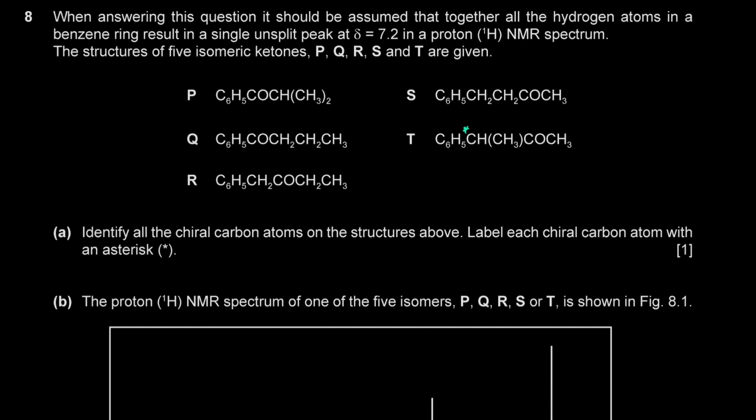Okay, we do have a chiral carbon over here in compound T, right? This carbon over here is bonded to a hydrogen, a C6H5, a CH3, and a COCH3. So this is a chiral carbon, and there's no chiral carbons over here. So there's only one chiral carbon.